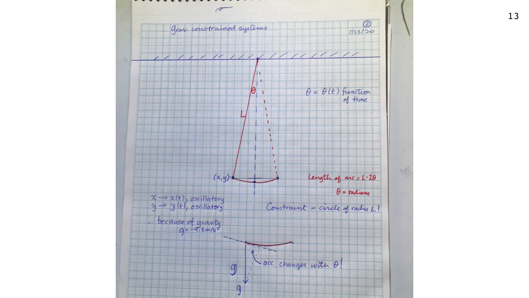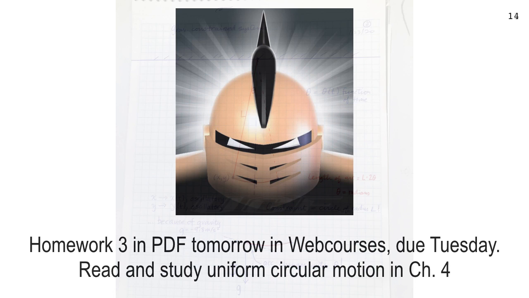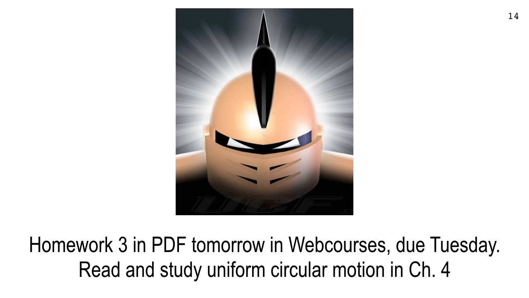So what I want you to do: we just did our last thing of constrained free fall. Here's your homework. Homework 3 in PDF tomorrow. Web course is due Tuesday, as always. Read and study uniform circular motion in Chapter 4, and we'll finish this circular motion pendulum on Tuesday.